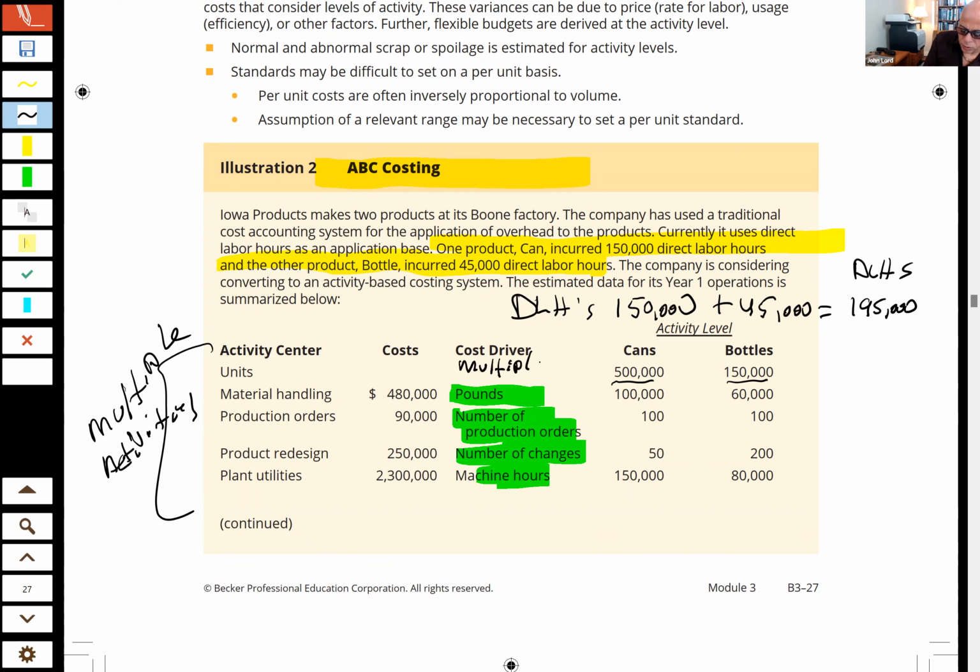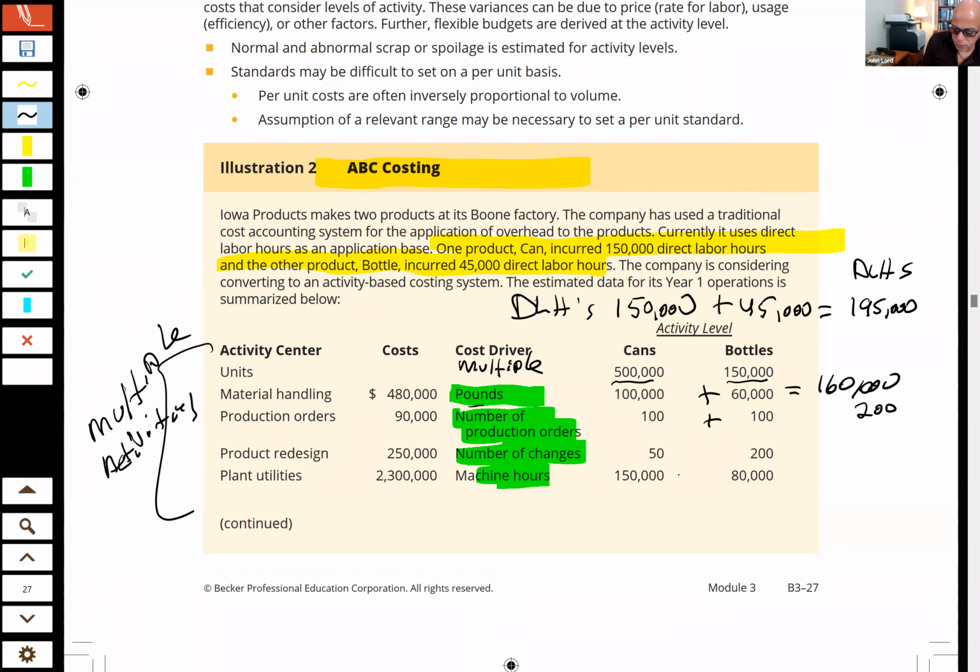Okay, so let's just go ahead and look at the drivers. We have pounds, 100,000 for cans, 60,000 for bottles. You could add those up. That gives you 160,000. We have number of production orders. Okay, 100 for each. That gives us a total of 200.